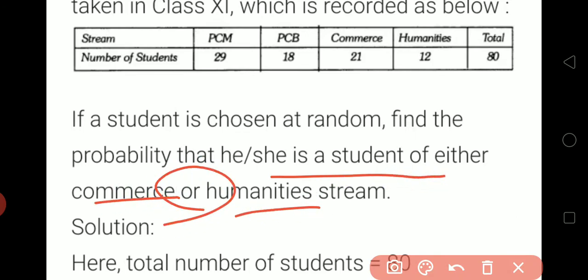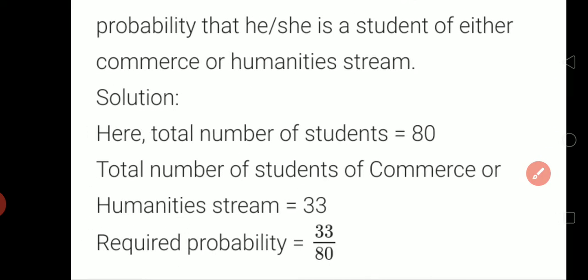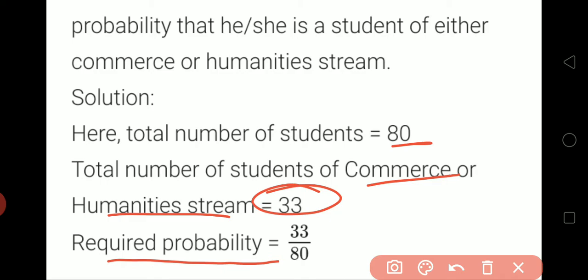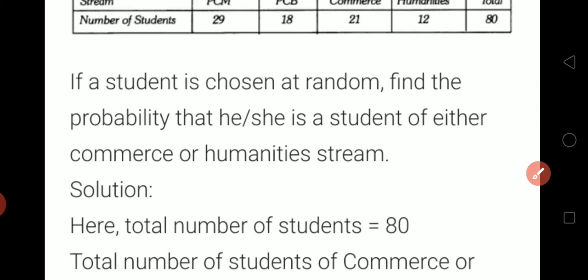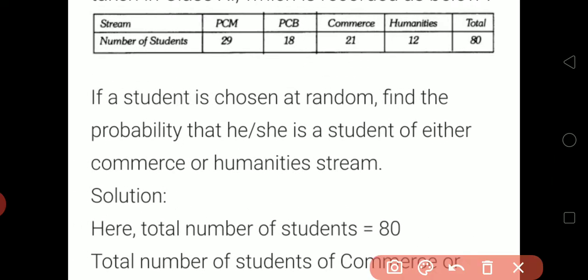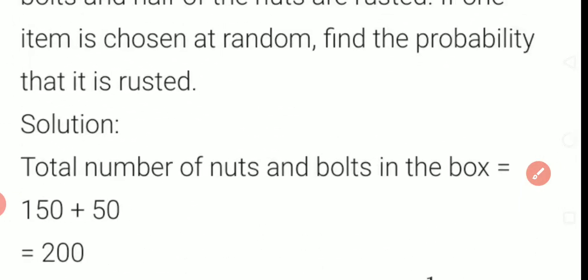Since OR is given, we have to add commerce and humanities. So commerce and humanities together is 33, and the total number of students is 80. The humanities stream and commerce stream together have 33, so the required probability is 33 by 80. This is the case when you are given the OR condition, so for the OR condition we have to add these two. So let us start the third one.